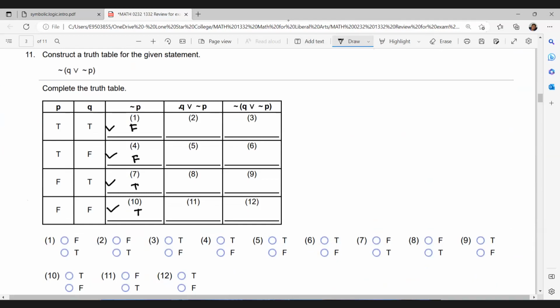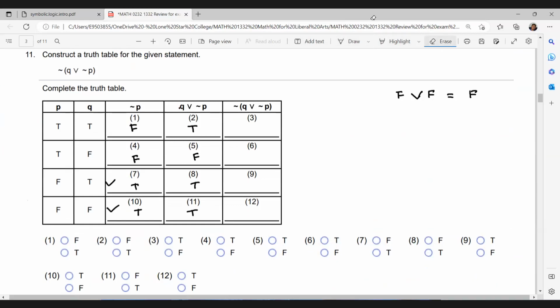So in OR, the only way to come up with a false statement is if and only if we have two false. Every other combination will be a true. Okay, so therefore, true or false, that will be true. False or false, that will be false. True or true, that will be true. And false or true, that will be true. The only way to get an F is if and only if we have two false. Okay, so let me erase that.